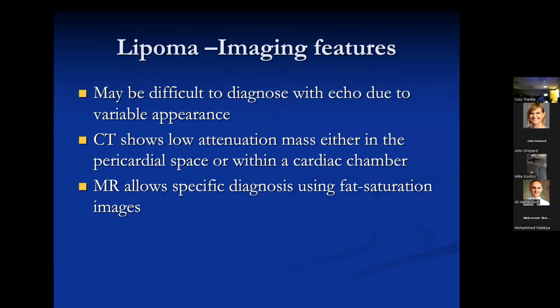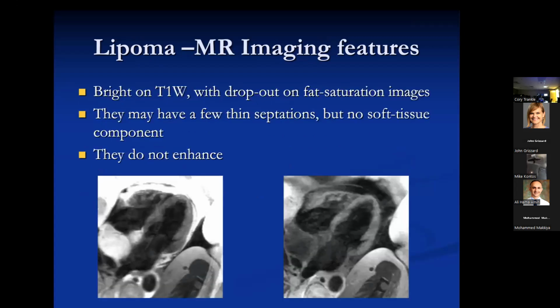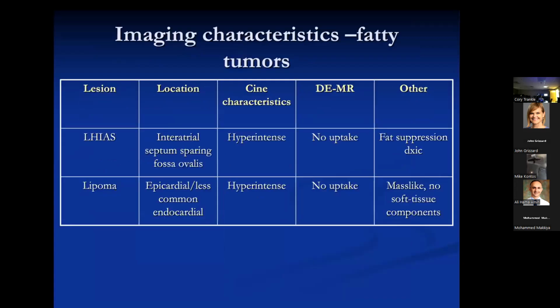They typically show a low attenuation mass on CT, but with MR, you can very specifically diagnose it using fat saturation techniques. And I think one of the main things, here's the case that I put in here because it illustrates the difficulty in differentiating atypical lipomatous hypertrophy from a true lipoma. I'm not sure it matters because you're not going to do anything with this anyway, but trying to make that distinction can be difficult. One key thing with both of those lesions, they do not enhance. Lipomas do not enhance.